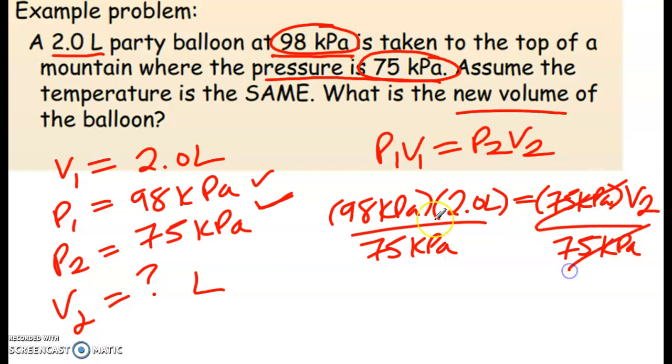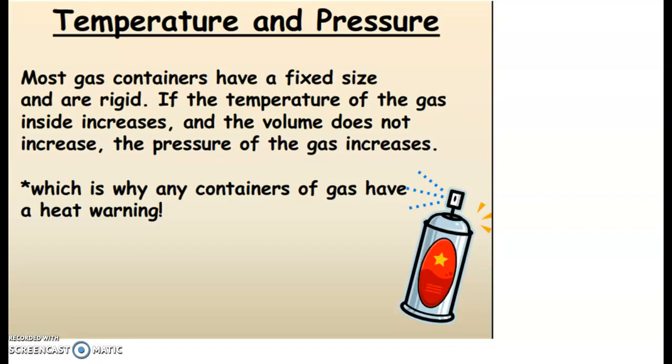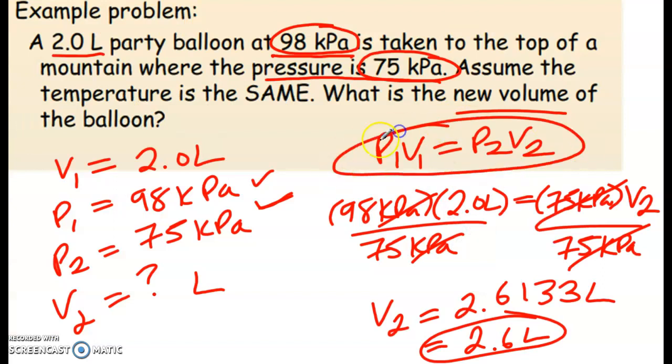Right, so that cancels, and then look at the units, right? We're left with units of liters, which makes sense. So if we calculate this out, we have 98 times 2.0 divided by 75. So this is 2.61333333 liters. For significant digits, we're doing only 2, right? So if you look at all the numbers here are actually 2. So 2.6 liters. All right. So pretty straightforward. They're very similar, right? It's just instead of volume temperature, it's pressure temperature, pressure volume.